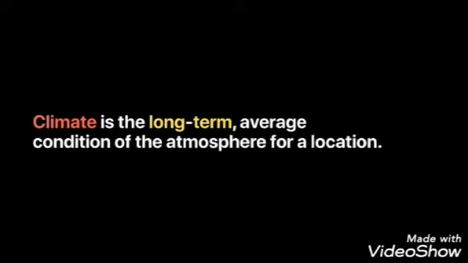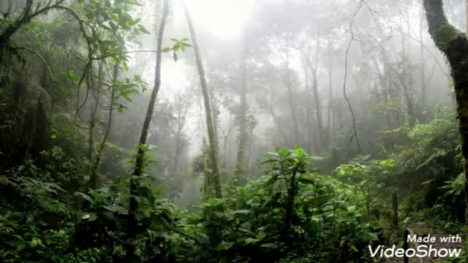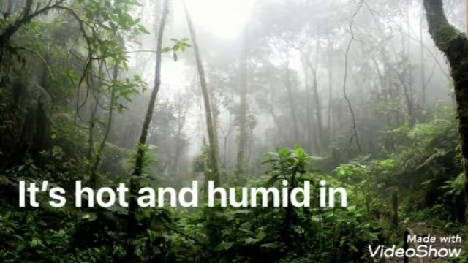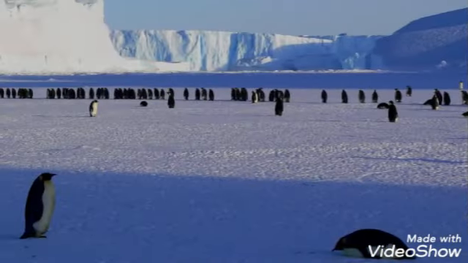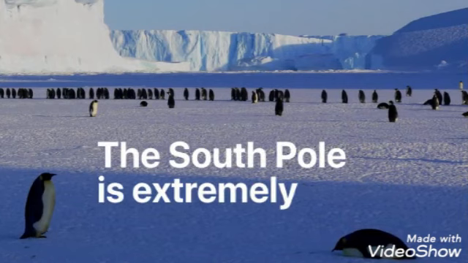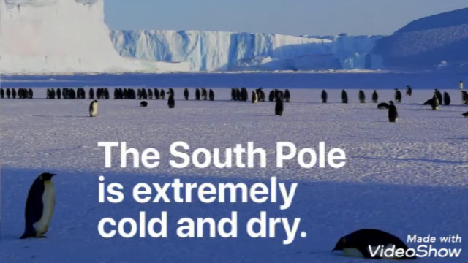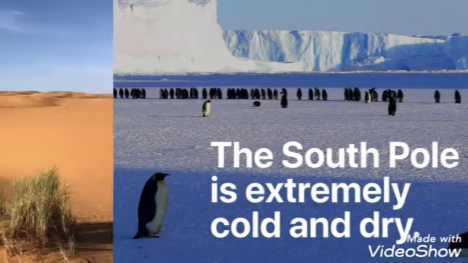Here are some examples of statements that describe the climate of a particular area. It's hot and humid in the Amazon. That's an example of climate. It's not always hot and humid in the Amazon, but on average, that's what we expect to see there. Or if we were to say the South Pole is extremely cold and dry. Generally, that's true, but certainly there are days where it's not true.